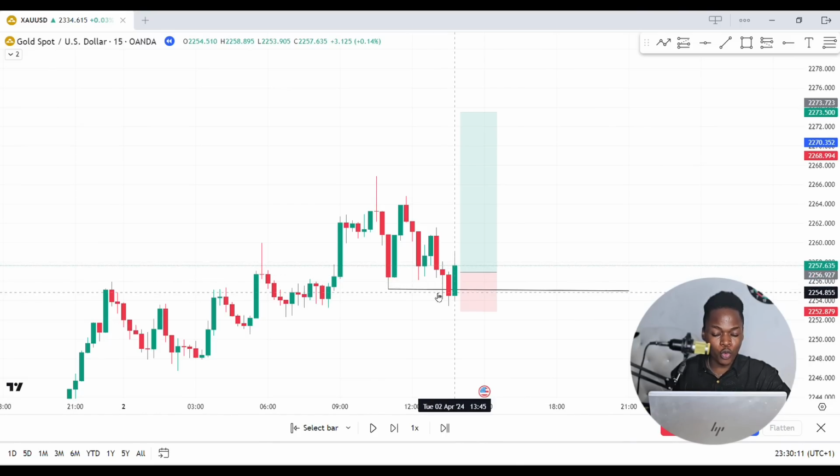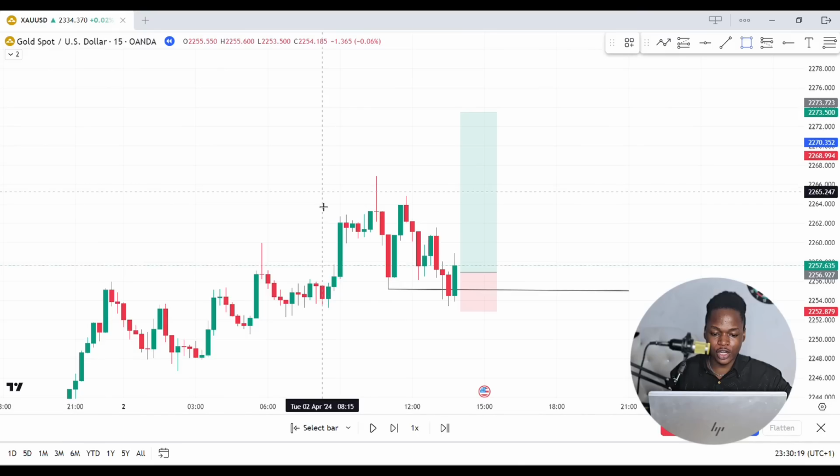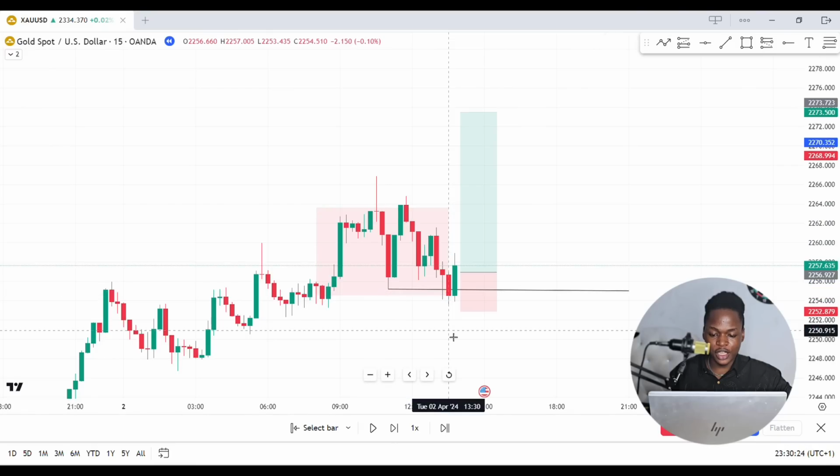So this is what I'm going to be looking for, right? This is my A+ setup. Then after that, I told you I want to see another candle remaining back inside this range, right? This is the range right here. This is the consolidation I'm talking about right here, right? And this consolidation is always going to happen in the London session towards the New York session. So price is going to be consolidating, sweep the liquidity, and then close back inside this range.